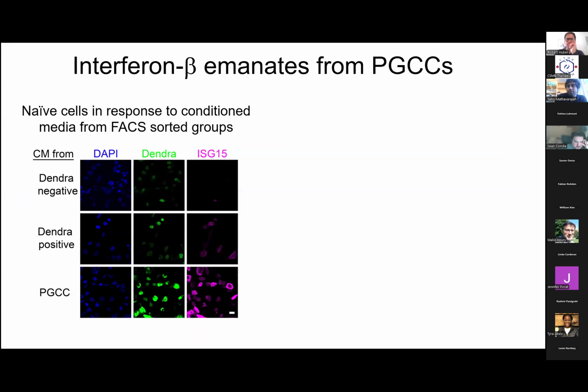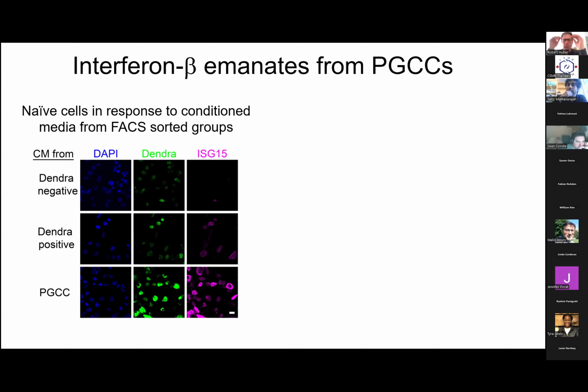And then this was kind of the fun experiment. I would say, from my postdoc, this was the one cool experiment, where we did a FACS sorting experiment where we actually separated the different populations. The dendra reporter lets us now mark the cancer stem cells from these other cells. So I treated cells with therapy, and then I took conditioned media from dendra-negative cells, so either the differentiated or the proliferative cells. And then I took conditioned media from cells that were dendra-positive, so cancer stem cells. And then I finally took conditioned media from large dendra-positive cells, which were those PGCCs.